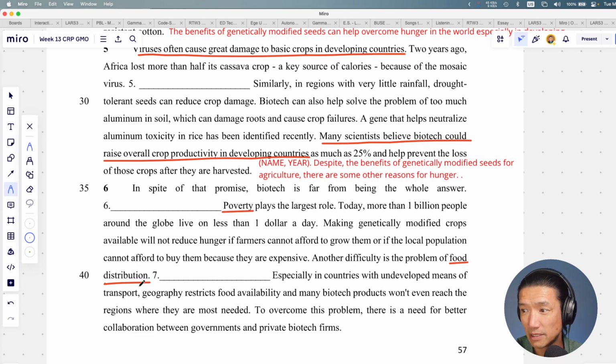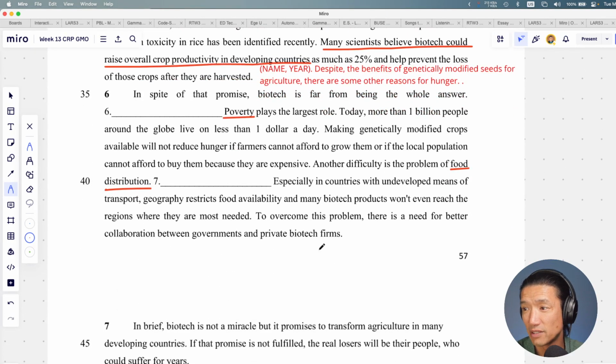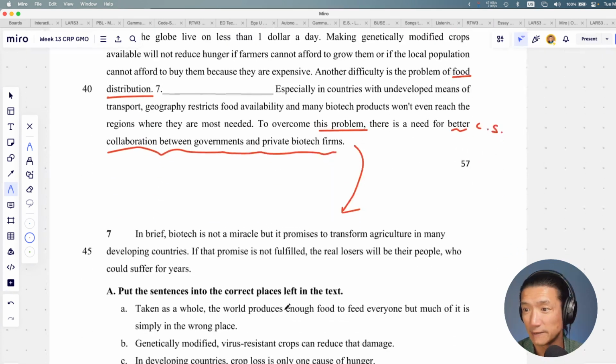Geography restricts food availability, and many biotech products won't even reach the region where they are most needed. To overcome this problem, there's a need for better collaboration between governments and private biotech firms. Okay, these problems, probably the better one, poverty, distribution. And this transition, this concluding sentence, actually, there's a concluding sentence. We're going to call it CS. For better collaboration between government and private biotech firms. This is leading us into the next paragraph, right?